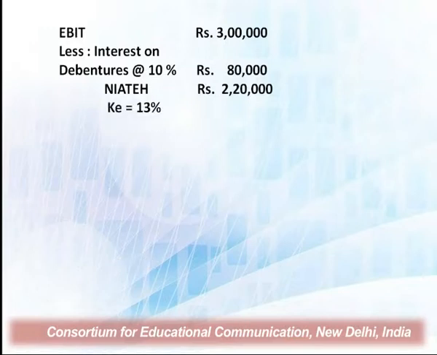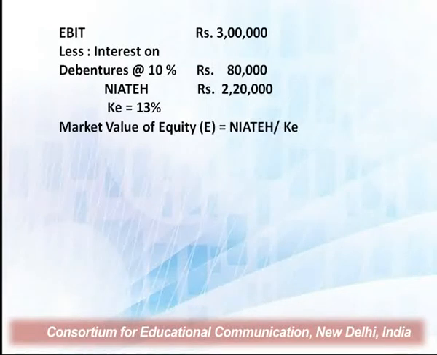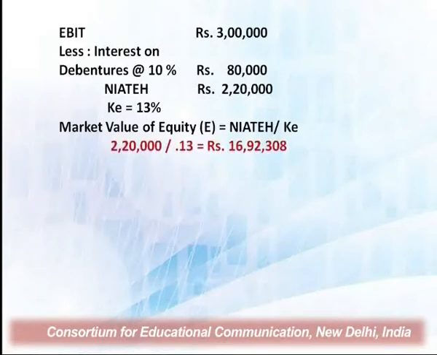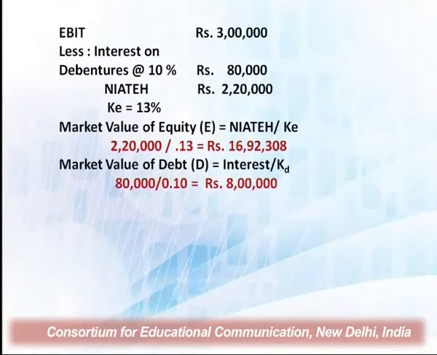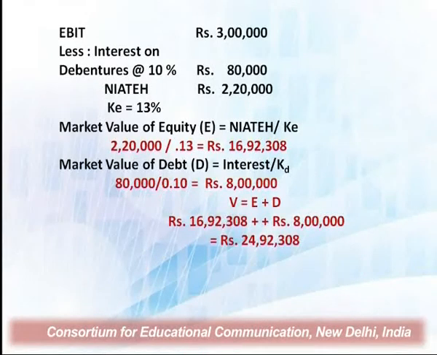Now we can calculate, with the given cost of equity of 13%, the market value of equity, which is 2,20,000 divided by 13%, that is 0.13, because the formula is net income available to equity holders divided by cost of equity. Now, my dear students, here the market value of equity becomes rupees 16,92,308. And the market value of debt, obviously, remains the same, 8 lakh rupees. But if you wish to calculate, you can use this formula, interest upon KD, which becomes 8 lakh rupees. When we combine these two values, market value of equity and debt, we come to know the market value of firm.